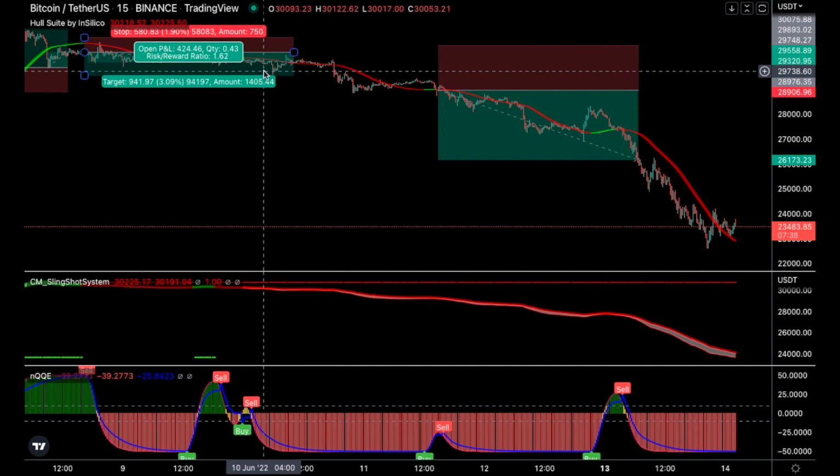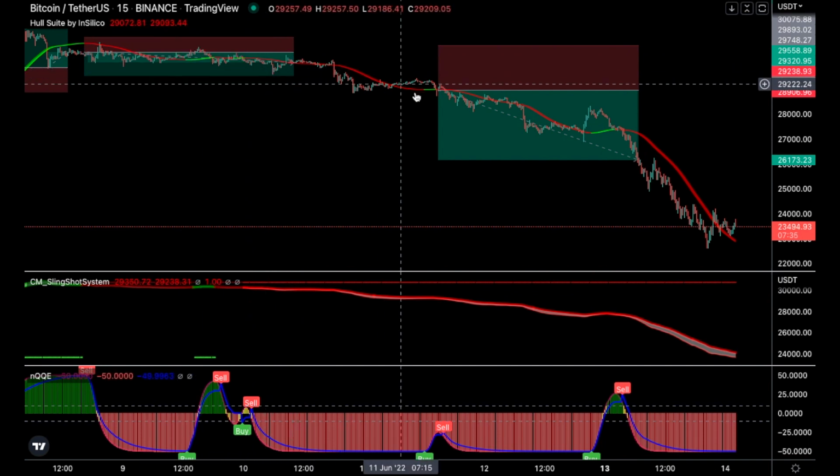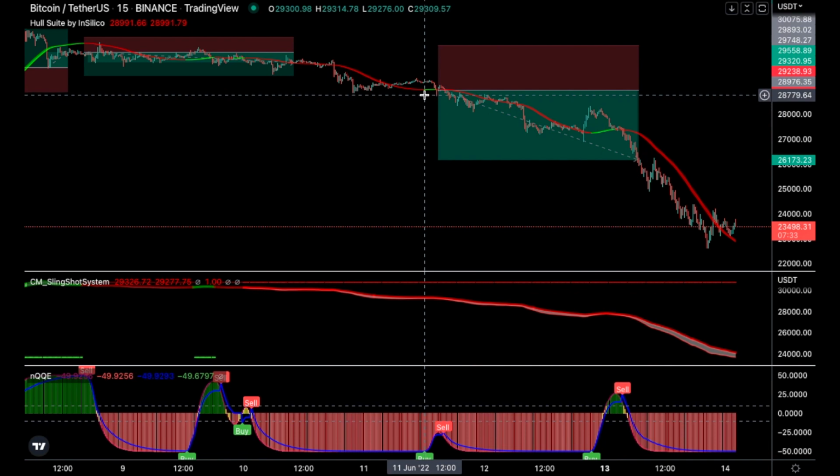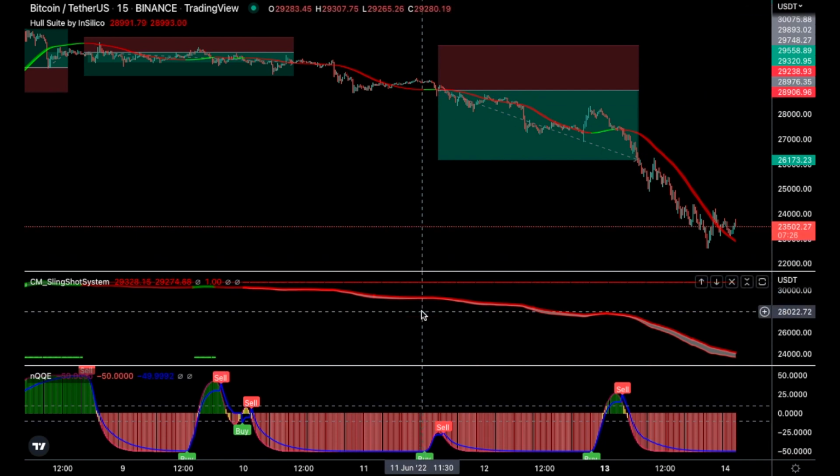After our target is attained, we wait for a new signal. The new signal is right here. The Hull Suite has given a buy signal. However, the other two indicators are still in the sell zone.